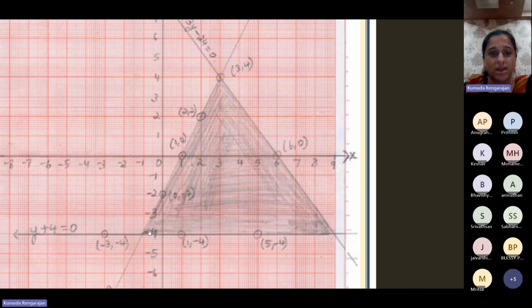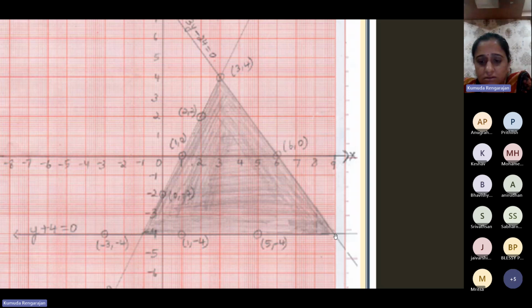See, that question is not asked. The question is to just make a graph of the three equations. We are trying to answer this question: write the coordinates of the vertices of the triangle formed. So that's not a part of the question. So 3, 4, and you can see the vertex here, minus 1, minus 4.